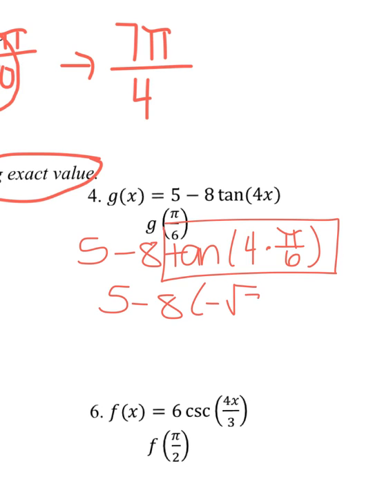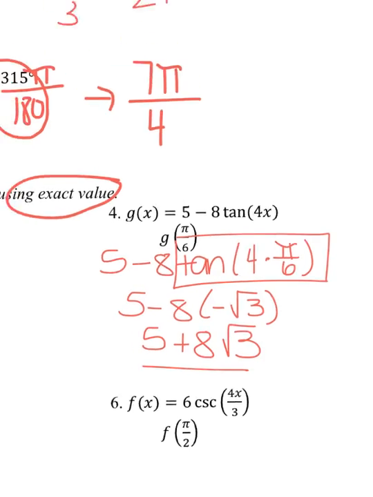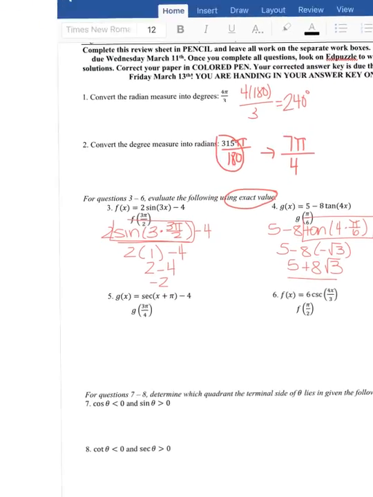That special decimal is the square root of 3. Okay, so then to clean this up, you have negative 8 times negative square root 3 is plus 8 square root 3. And that's your answer. You're not going to write that as a decimal because, again, the directions want exact value.